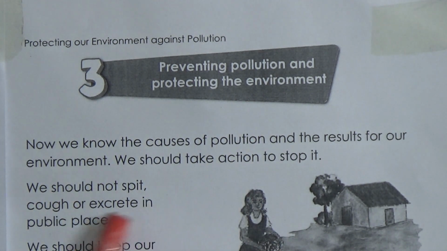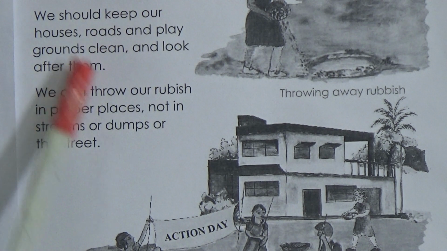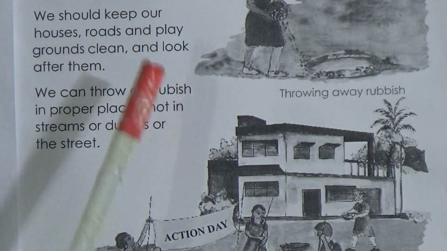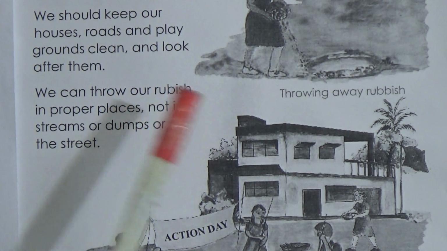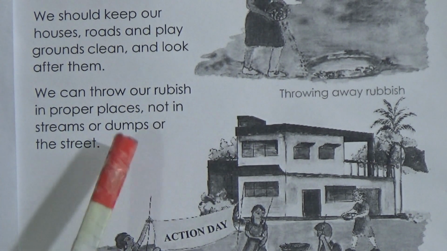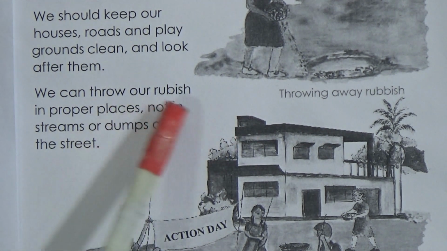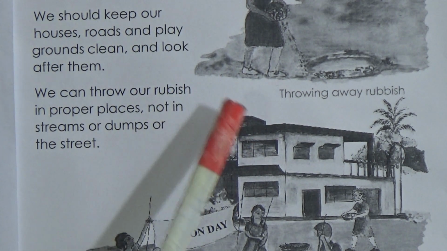So we should not spit or excrete in public places. We should keep our houses, roads and playgrounds clean and look after them. We can throw our rubbish in proper places, not in streams or drains or the streets. So everybody should be careful about our environment. We should be more careful and not throw our rubbish and waste things here and there. We should keep our environment neat and clean for our existence.